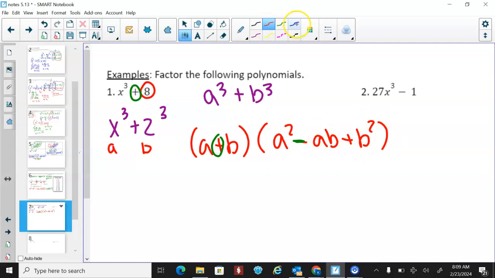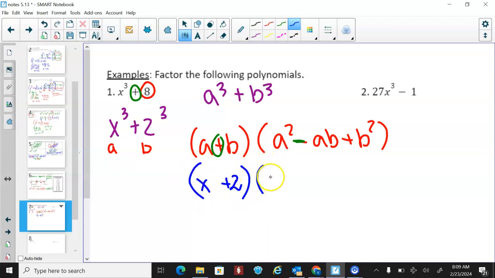Now we're going to plug in the numbers that I got. So my a, okay, it's x cubed, and my b, it's now, oops, I'm sorry, it's not x cubed. My a, it's now x, okay? And my b, it's now 2, okay? That's my a and b, all right?